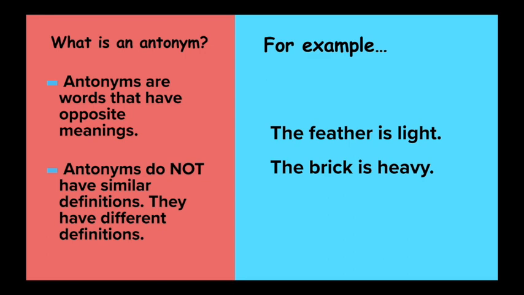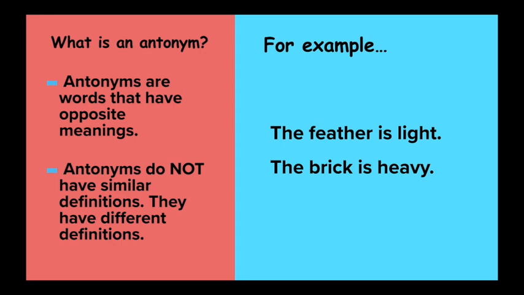So what is an antonym? Antonyms are words that have opposite meanings. Last week we learned about synonyms, and those were the same. This week we're learning about antonyms, which mean the opposite. Antonyms do not have similar definitions. They have different definitions. So it's the opposite of last week.